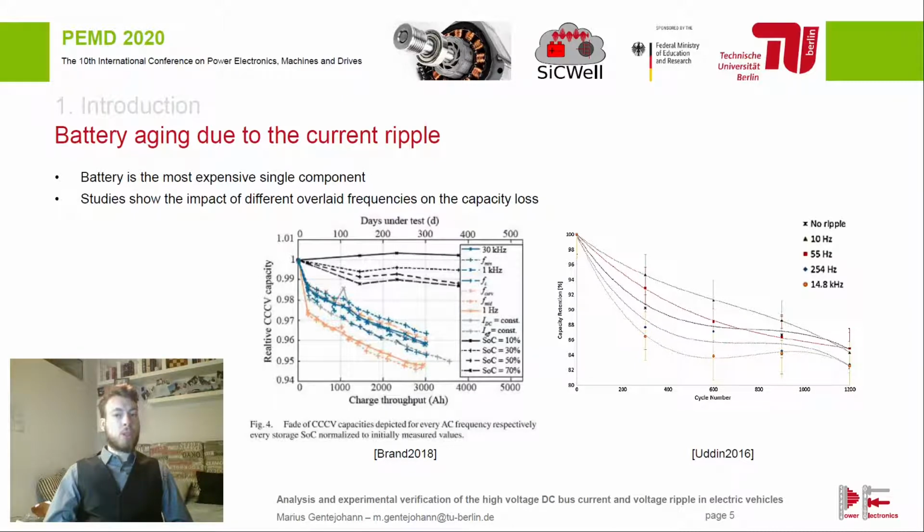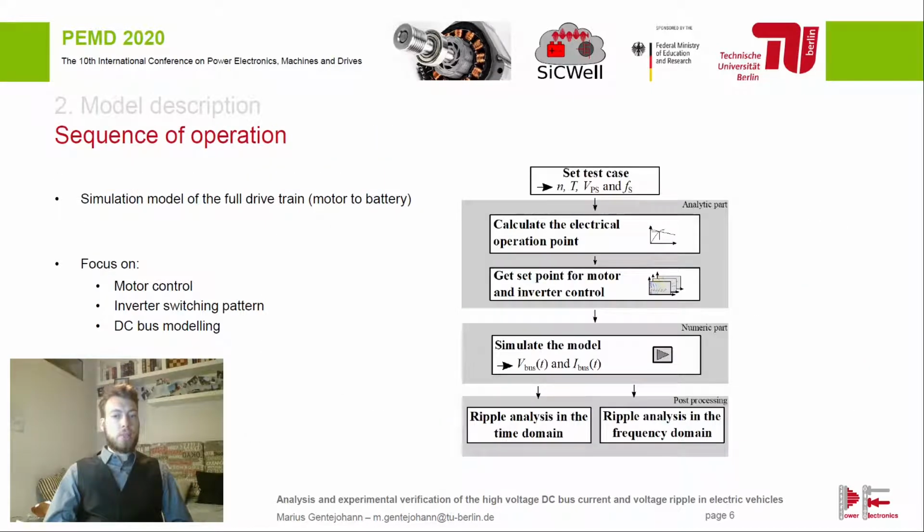The SIGWELL project is currently investigating the battery aging due to the current ripple, so hopefully there will be more information on this soon. Let us come to the model description. I include the full drivetrain in the simulation of the DC bus current and voltage ripple. In doing so, it is possible to see the impact of torque, speed, and battery voltage. This works in the following order.